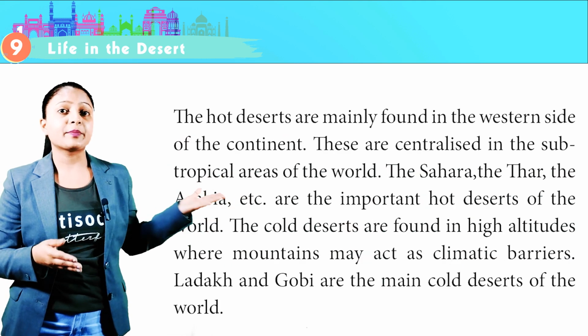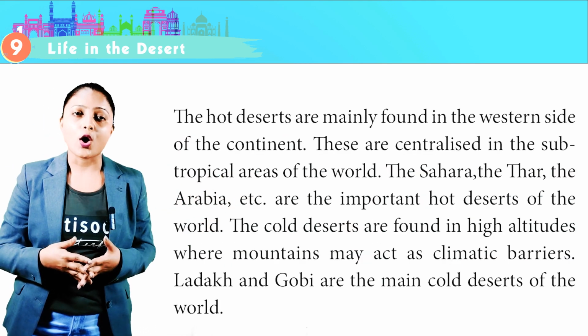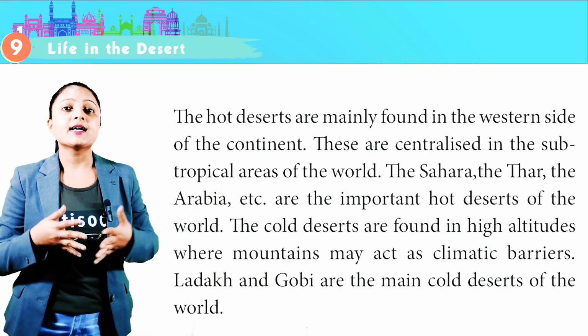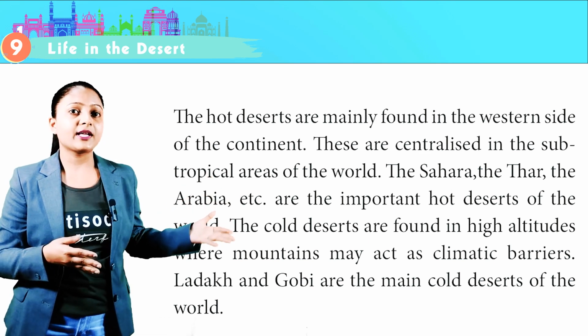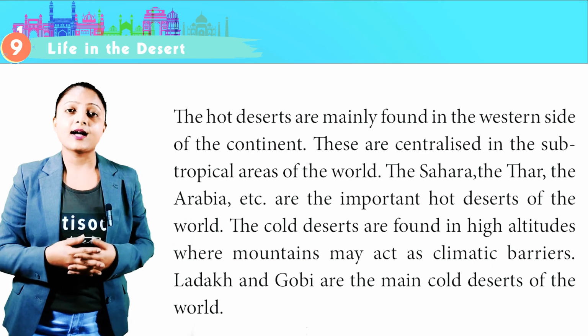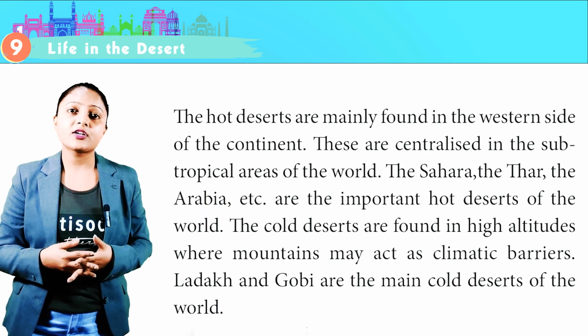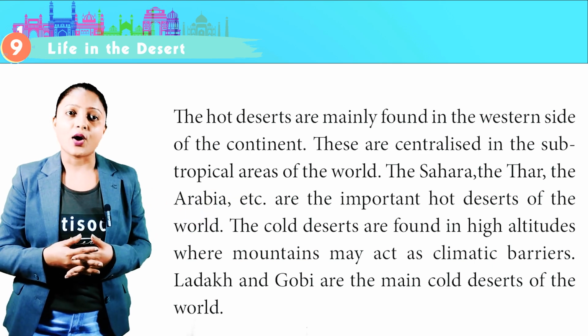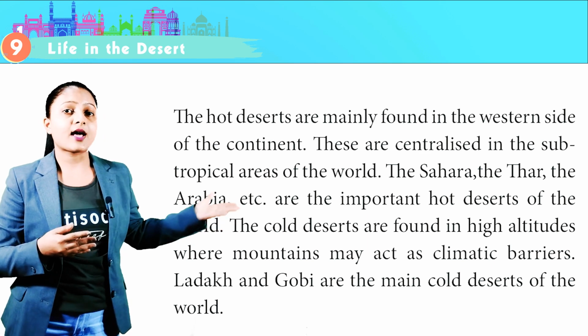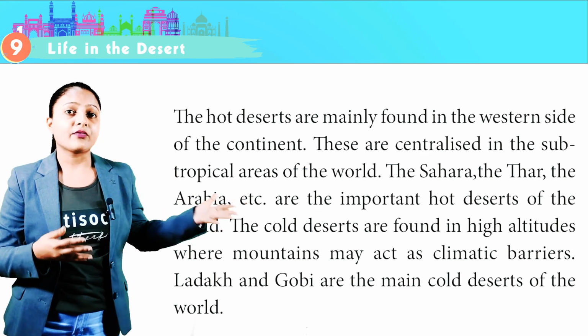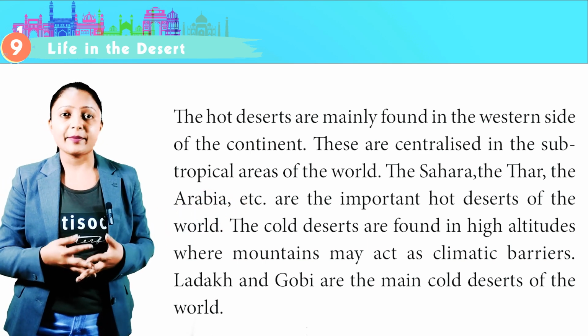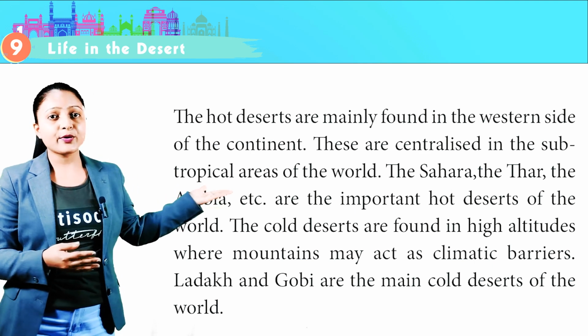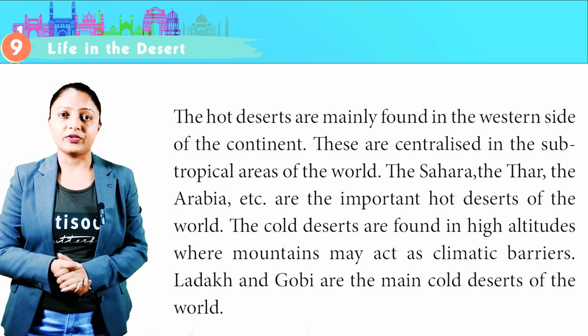The hot deserts are mainly found in the western side of the continent. These are centralized in the subtropical areas of the world. The Sahara, the Thar, the Arabia, etc. are the important hot deserts of the world. The cold deserts are found in high altitudes where mountains may act as climatic barriers. Ladakh and Gobi are the main cold deserts of the world.